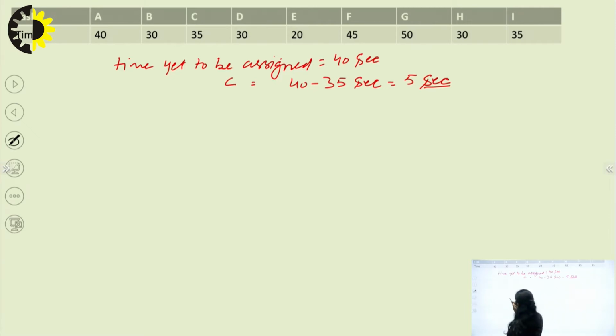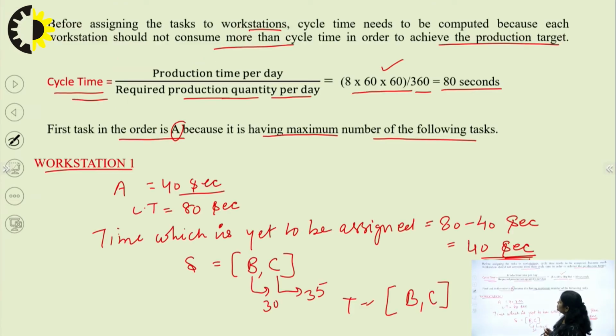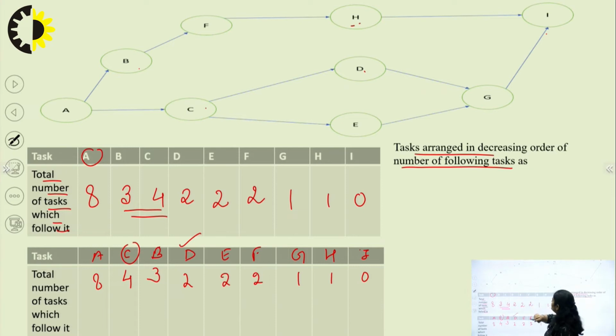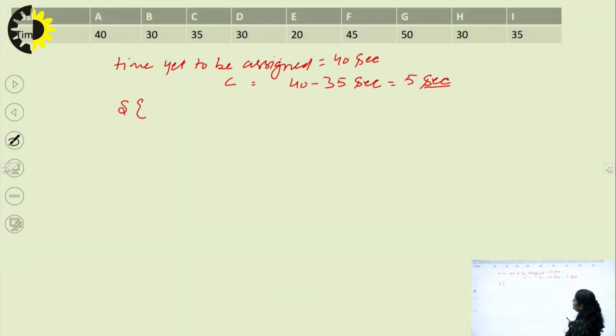Now we will check the set of tasks which can be assigned without checking the feasibility. We can check it from the precedence diagram. So from here we can see that B was already a task which can be assigned. Now C we have already assigned, so now we can assign tasks D and E also. So the set of tasks which can be assigned will be D, E and B, without checking the feasibility.